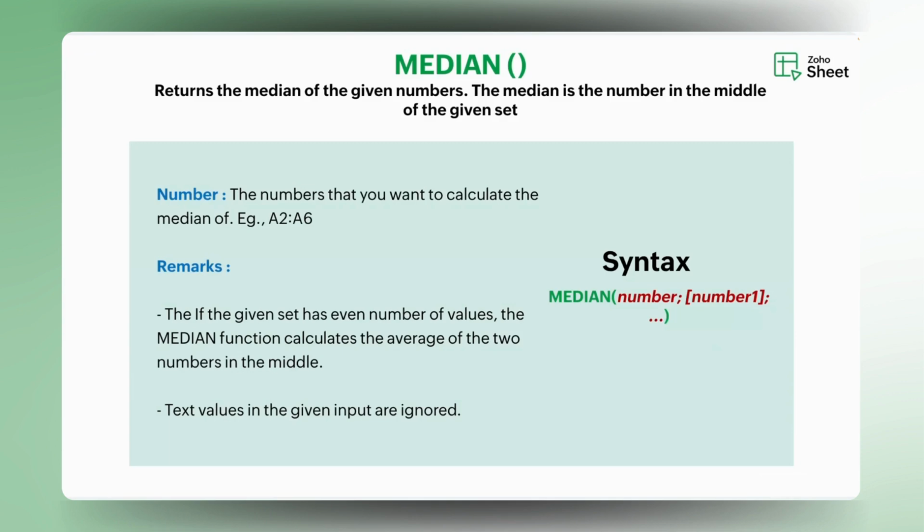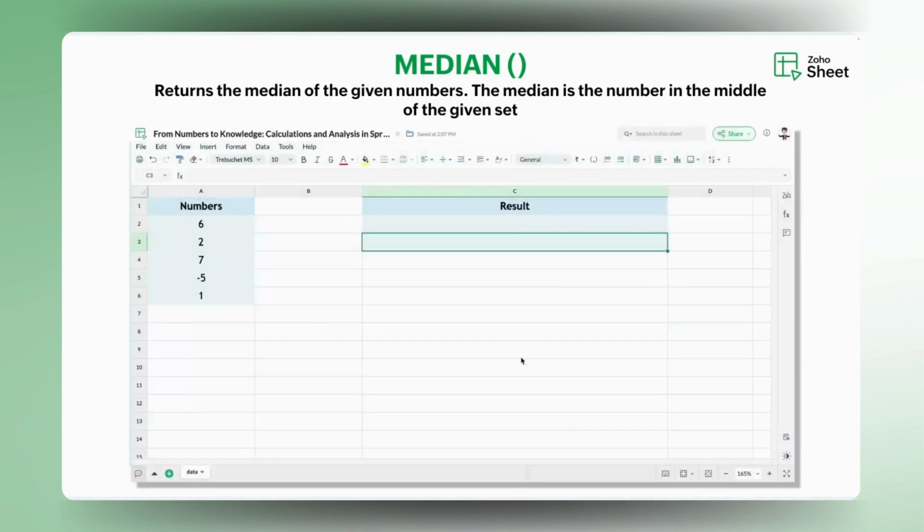The numbers that you want to calculate the median of fall under number, and if the given set has an even number of values, the median function calculates the average of the two numbers in the middle. The text values in the given input are ignored. So here is an example.